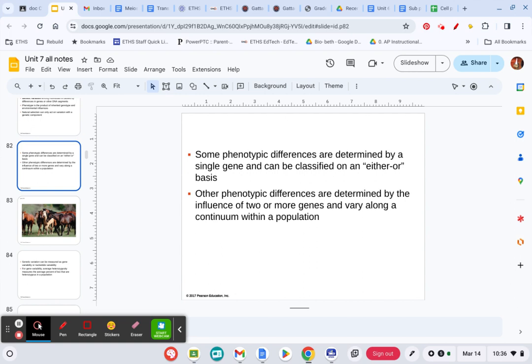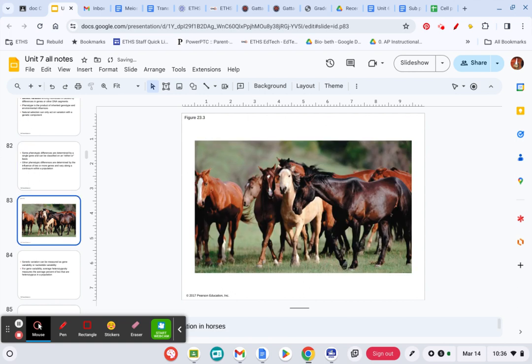Others, sometimes it takes two or more genes. Sometimes it takes many. Height would be an example of that. Skin color would be another one. There's a lot of genes that determine both of those traits. In horses, coat color. So this is a herd of horses that have very different coat colors because it's controlled by multiple genes.